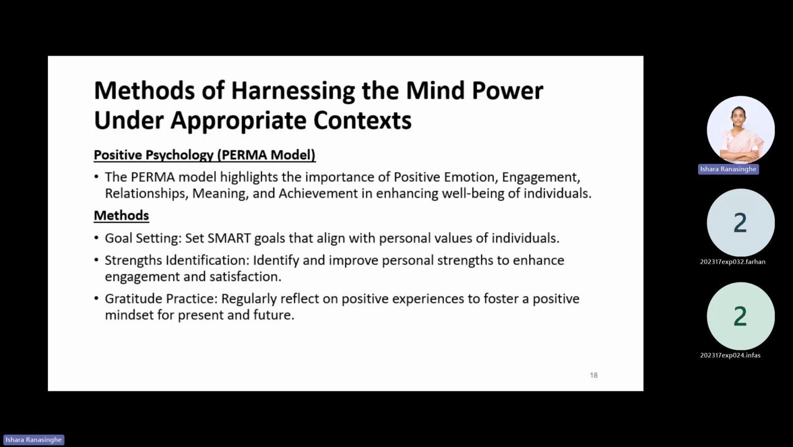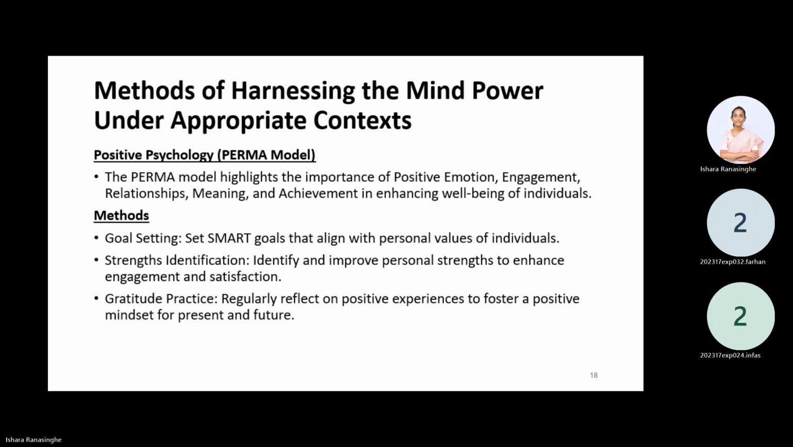So when we are giving KPIs, we need to think, analyze, and match individual values also. Then only we can expect positive emotion. Then you can see strengths identification: identify and improve personal strengths to enhance engagement and satisfaction. The second one, engagement. Then the third one, gratitude practice: regularly reflect on positive experiences to foster a positive mindset for present and future.